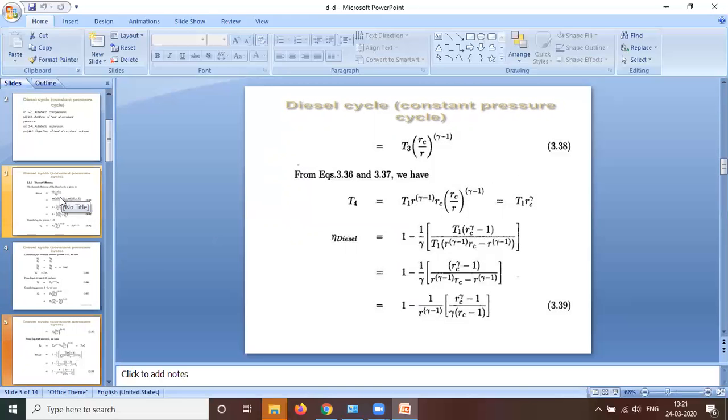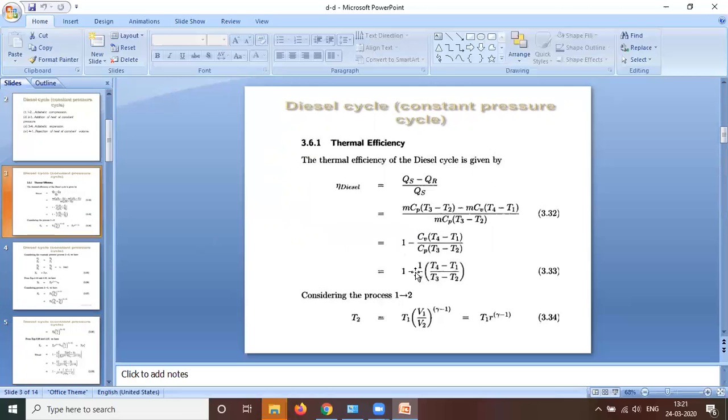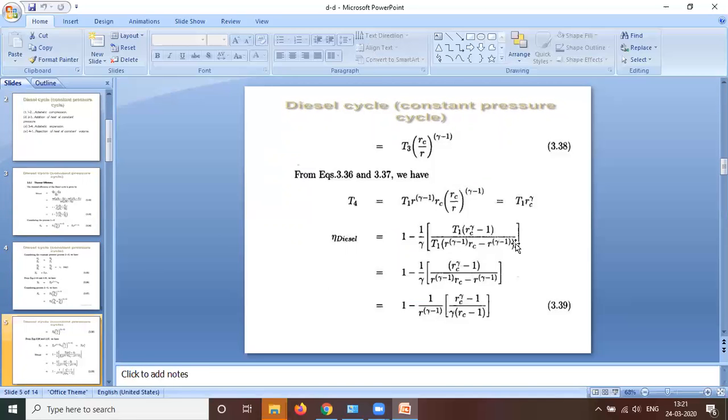Now we move to the next slide, where for the diesel efficiency we have equation 3.33: 1 minus 1 by gamma into (T4 minus T1) divided by (T3 minus T2). Then putting in all the values and solving, we get the diesel efficiency. What is the diesel efficiency? The diesel efficiency is 1 minus 1 by r, the compression ratio, to the power gamma minus 1, into (rc^gamma minus 1) divided by gamma (rc minus 1).